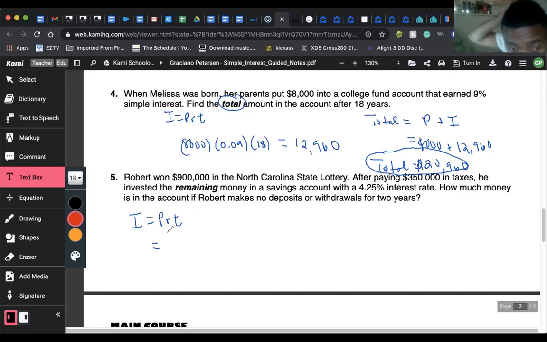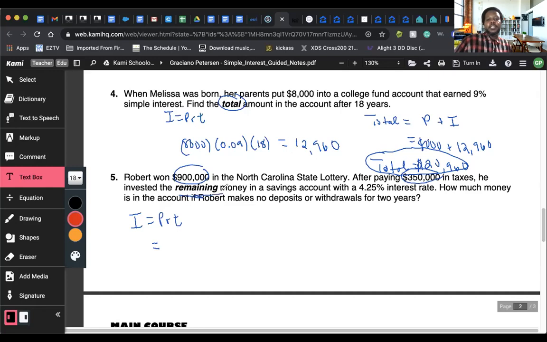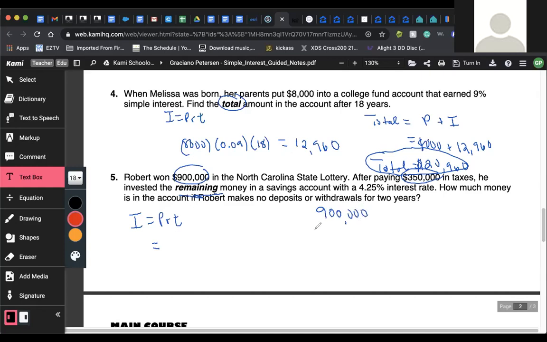P, R, T. So what's my principal? The principal just said about $350. That's not what it says, right? It says that he won 900,000, but he paid 350 in taxes, and then he put the remaining money in a savings account. So the first thing I need to do is subtract. I have to take 900,000 and subtract 350,000.